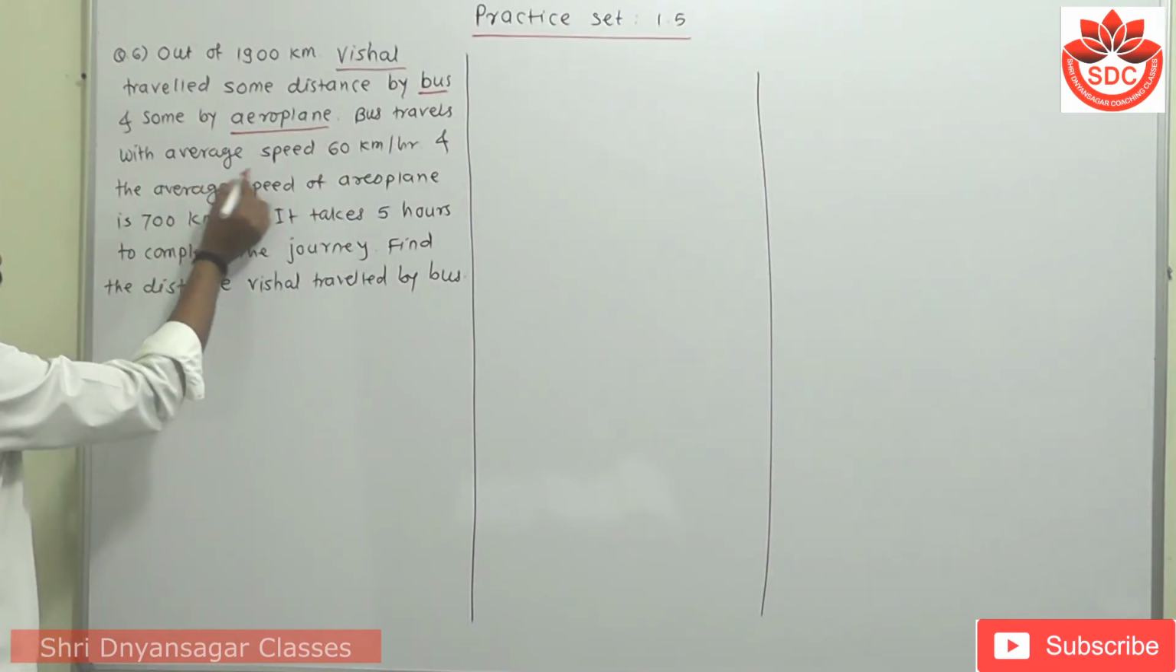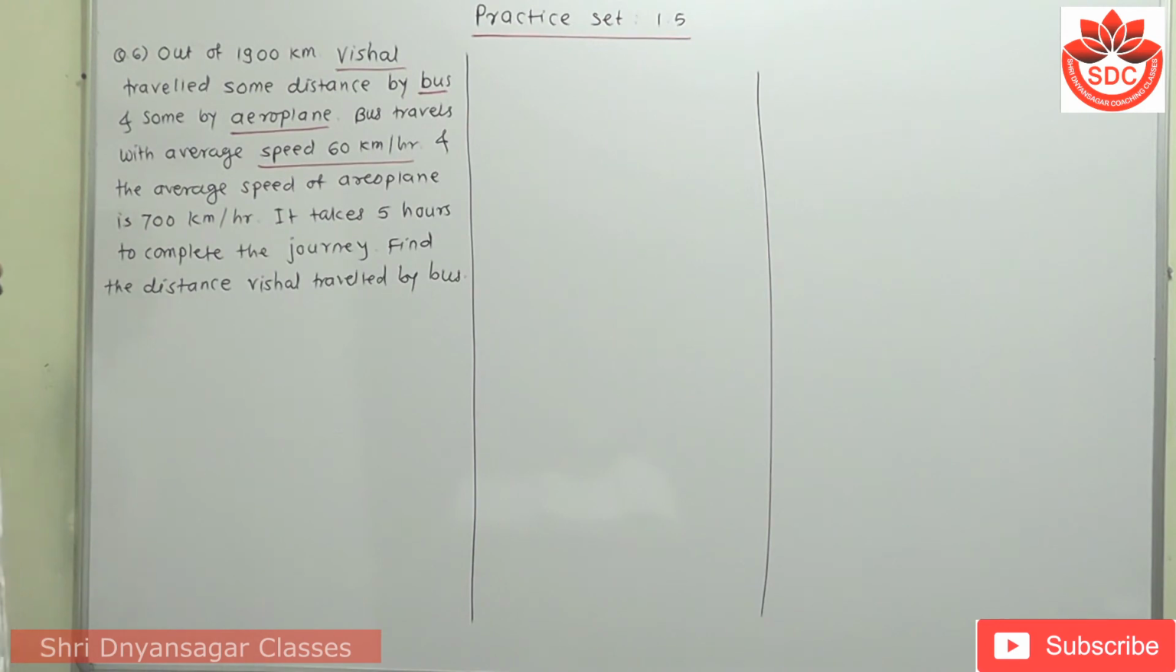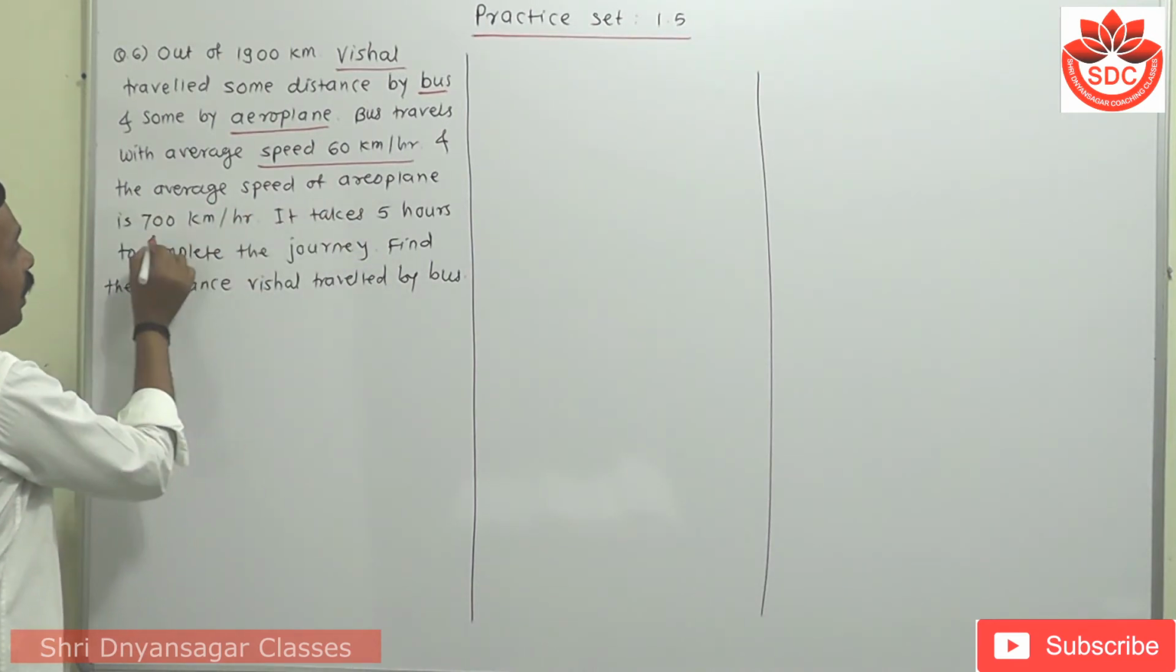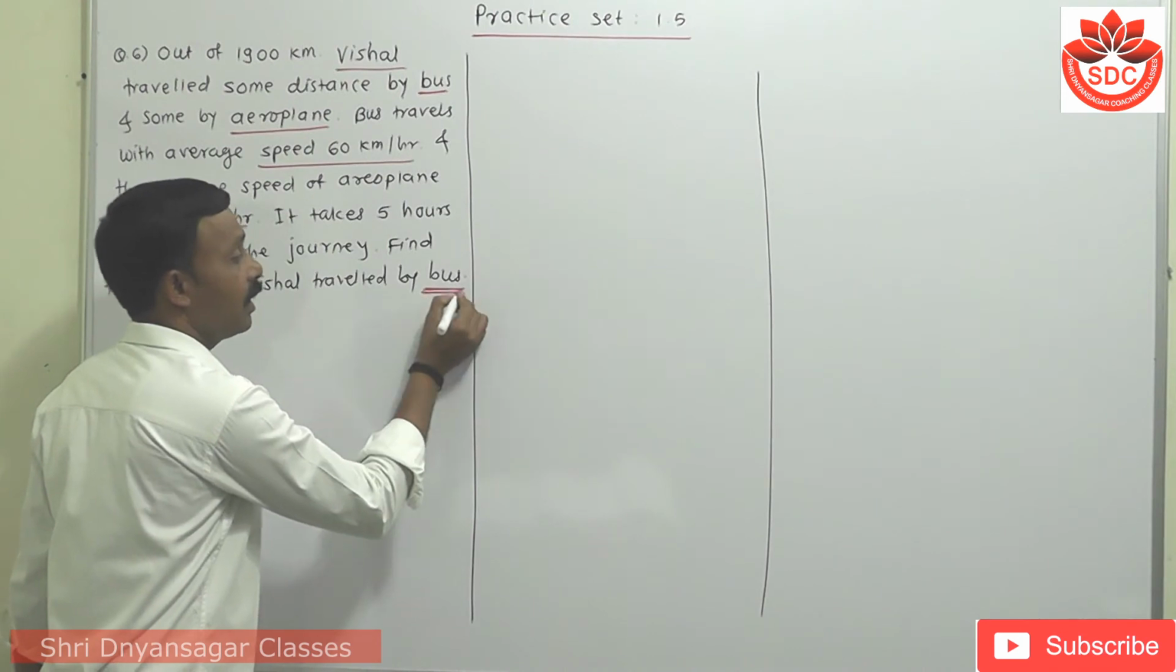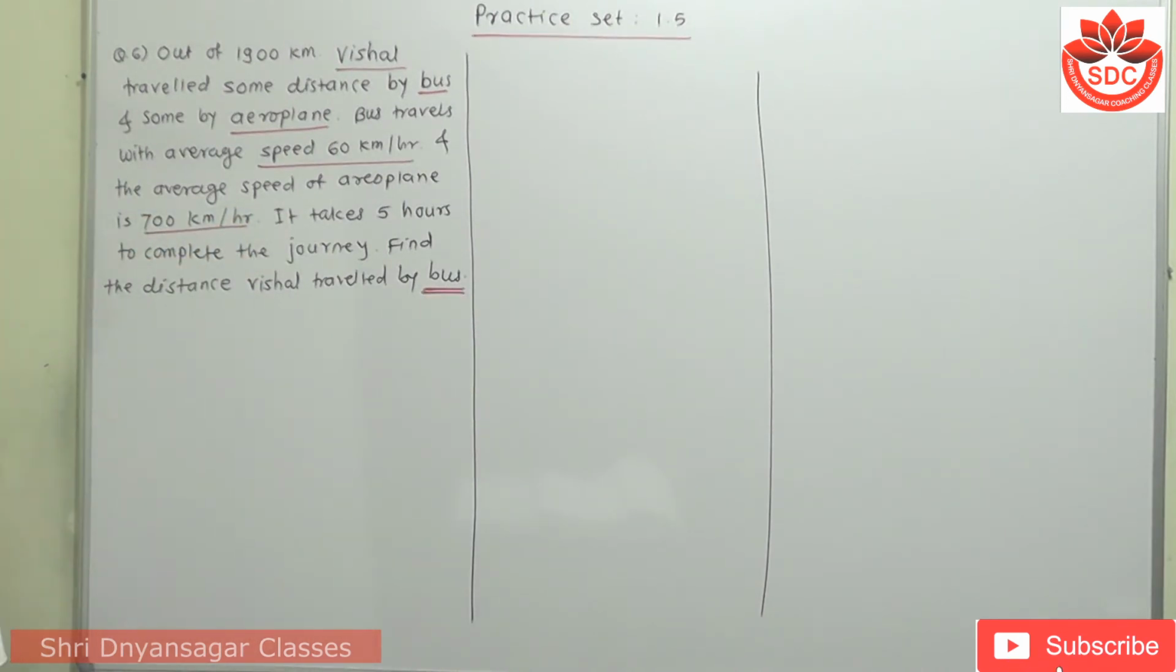The bus travels with average speed 60 km per hour. बस चं स्पीड होतं 60 km per तास म्हणजे प्रत्येकी तासाला. And the average speed of the aeroplane is 700 km per hour. विमानाचा वेग होता 700 km per hour. It takes 5 hours to complete the journey. तेव्हा त्याला 5 तास लागतात जर्नी कंप्लीट करायला. Find the distance Vishal travelled by the bus. फक्त इथे आपल्याला बसने विशालने किती अंतर ट्रॅव्हल केलं एवढंच करायचं. मग here we have to take its solution.